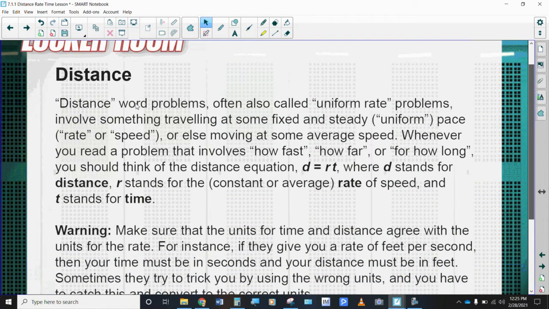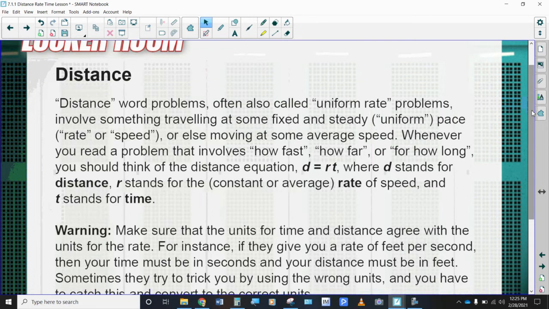It says: Distance word problems, often called uniform rate problems, involve something traveling at some fixed and steady pace, or a uniform rate of speed. Okay, so fixed and steady means uniform, and the pace is like the rate or the speed. Or else moving at some average speed. Whenever you read a problem that involves how fast or how far or for how long, you should think of the distance equation, D equals RT, where D stands for the distance traveled, R stands for that average or constant rate of speed, and T stands for the amount of time.